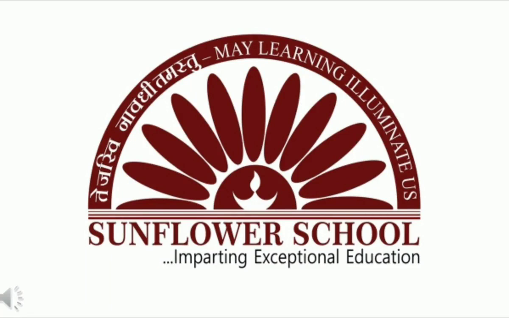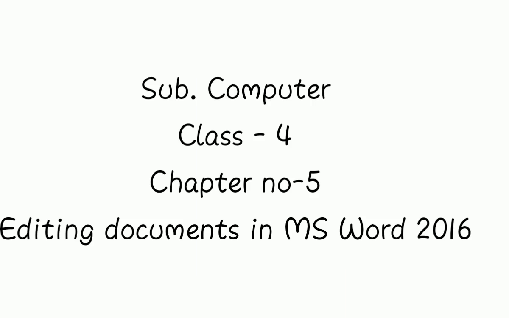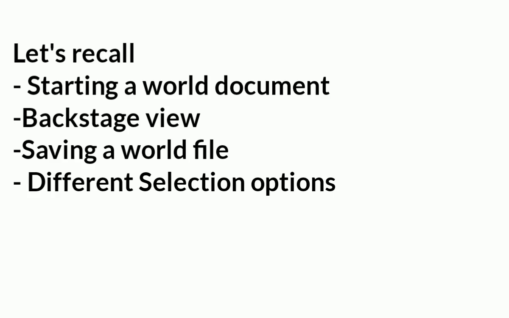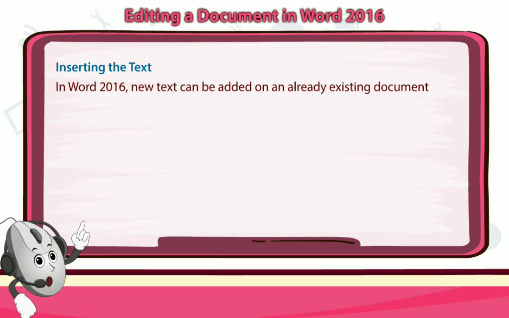Welcome to computer class. Today, we are going to continue our chapter number 5, editing document in MS Word 2016. In our previous video, we did learn about starting our document, backstage view, saving a Word file, and different selection options: how to select a particular word, how to select a paragraph, and how to select the whole document. For selection, we have various shortcut keys that we learned in our previous video. Now today we are going to learn about inserting a text.